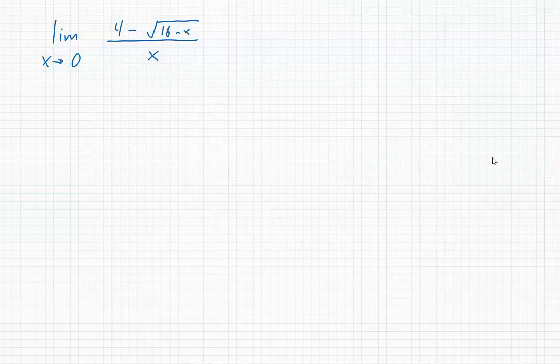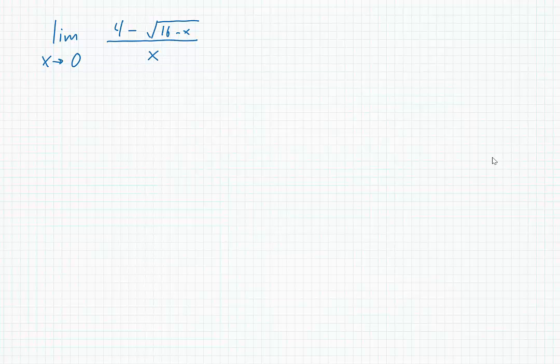Another technique for evaluating limits that result in that 0 over 0 or indeterminate form is called the rationalizing the numerator technique. Here we have the limit as x approaches 0 of 4 minus the square root of 16 minus x, divided by x. Plugging in 0 for x gives us 0 over 0.